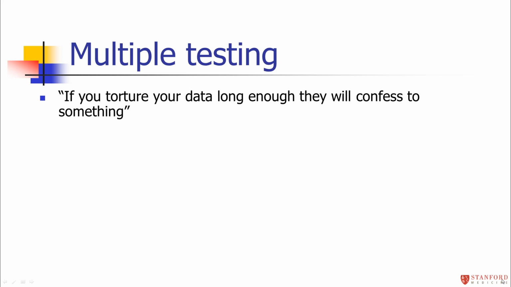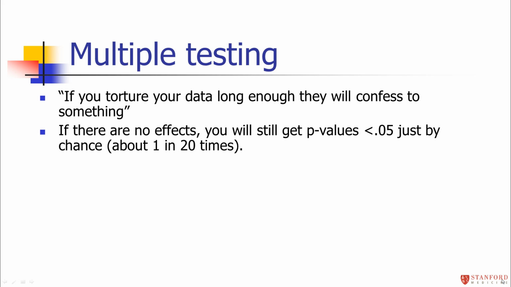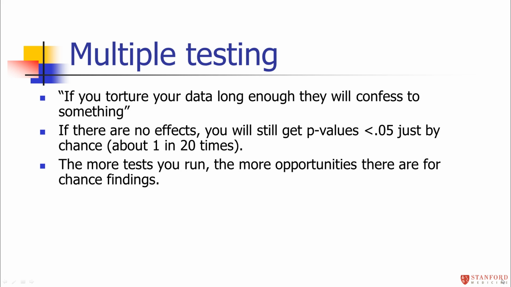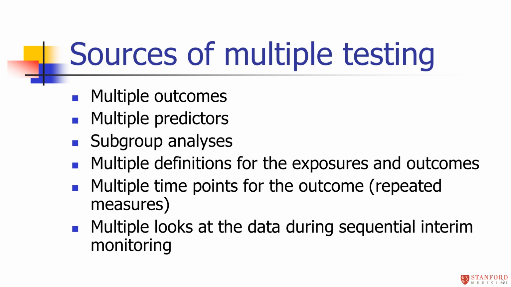This is the idea that if you torture your data long enough, they will confess to something, right? You can keep parsing up your data until you find a chance imbalance somewhere. That's essentially what you're doing when you're doing multiple testing. If there are no effects, you should expect to get a p-value of less than 0.05 about 1 in 20 times. That's what that significance level does. It guarantees you a type 1 error rate of about 5%. 1 in 20 times, you're going to get a false positive. If you run lots of tests, you're going to have more opportunities for chance findings.